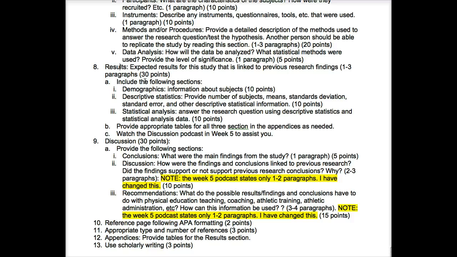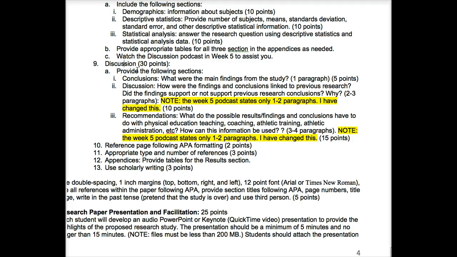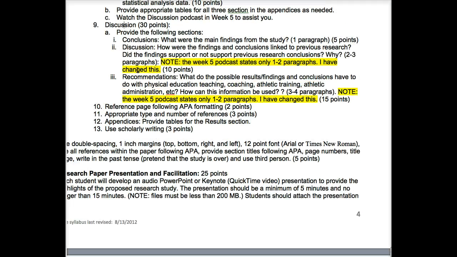You're probably going to need to use tables for all 3 sections and place your tables in the appendices. Again, as needed. You may not need them for every single one. So it just depends on if you think the table is more beneficial or not. Typically, tables are helpful to the reader to understand the numbers. Again, this is all numbers. You're not analyzing what the data means. You're just saying what you found. Again, it's in the discussion section where you actually provide what this means.